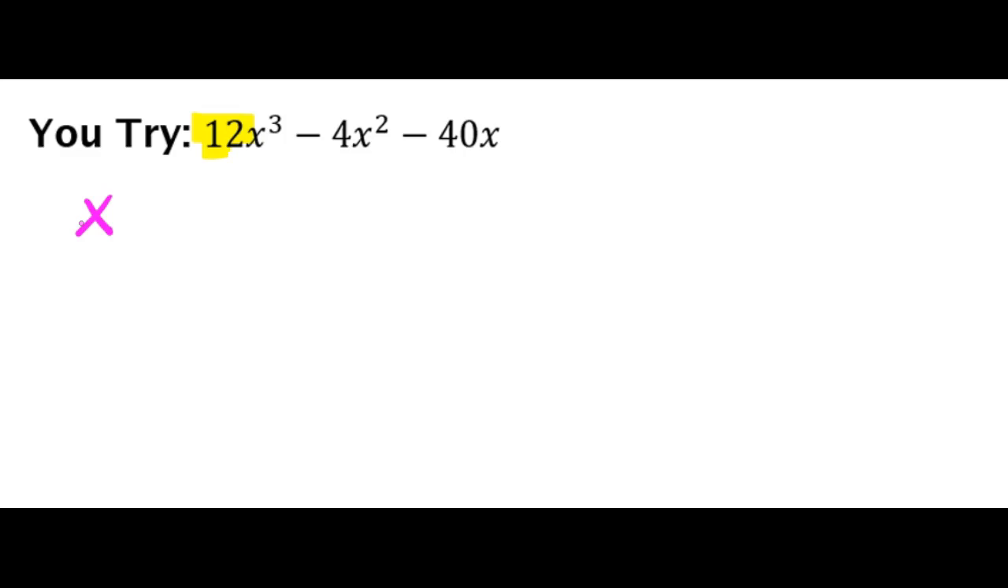And then if you look at your three numbers, the 12, the 4, the negative 4 and the negative 40, those numbers are all divisible by 4. So I'm actually going to have a greatest common factor of 4x. So that's going to come out to the front, and then what's going to be left over: 12 divided by 4 is 3, and then if I take x out of x cubed, I'd have x squared.